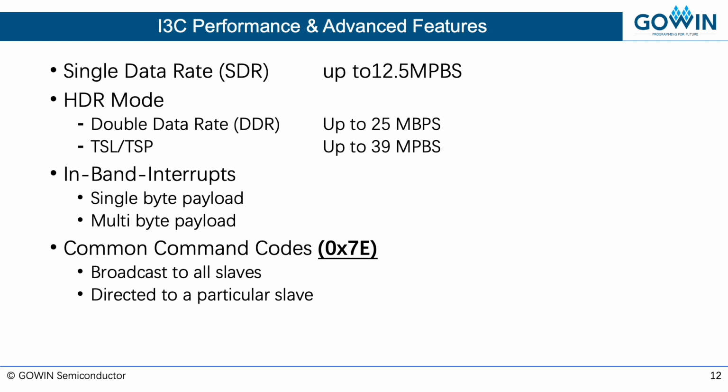Lastly, the I3C specification has something called the CCCs, or the common command codes. They are similar to command codes in SMBus. With 0x7E as the address, the I3C master can broadcast commands to all slaves to set some register to a particular value, or direct a single I3C slave to respond to a command on the bus.